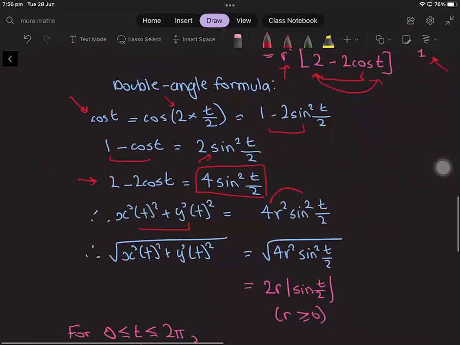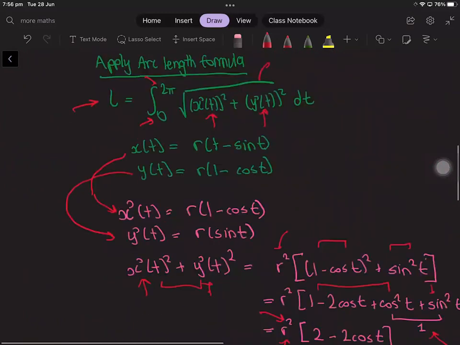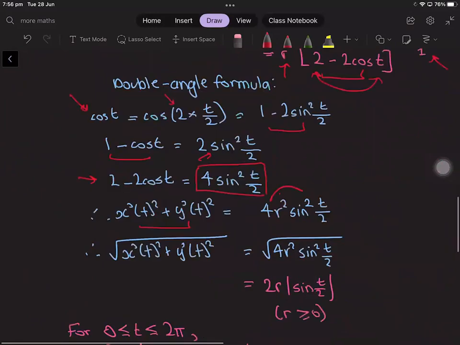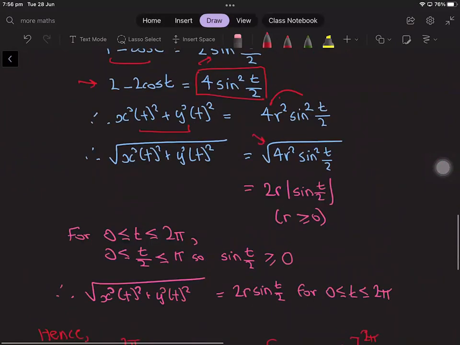This means the square root term over here is equal to the square root of 4r squared sin squared (t/2). And we can quite easily take the square root of this. So we get 2r, and we might have to be a bit careful here because we need the absolute value of sin (t/2). And also we can take the square root because r is at least 0.